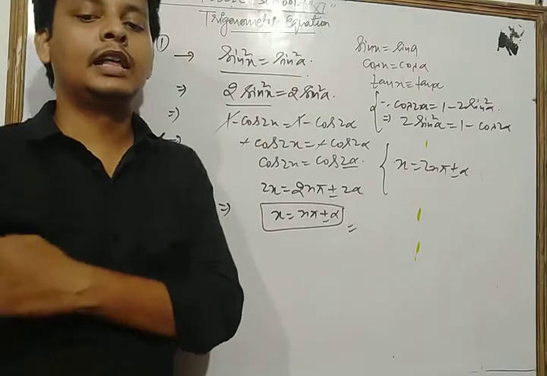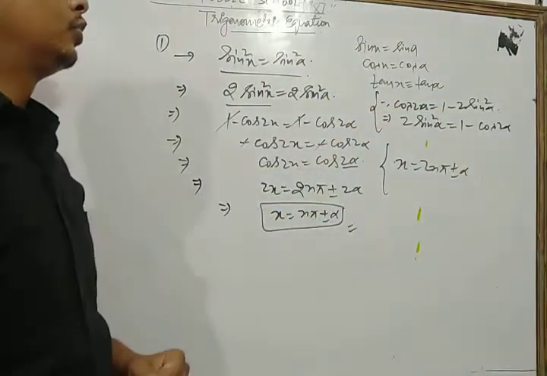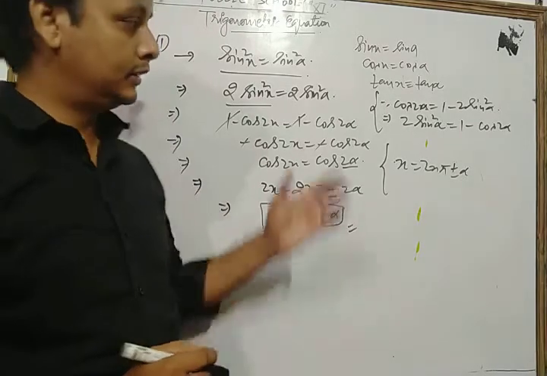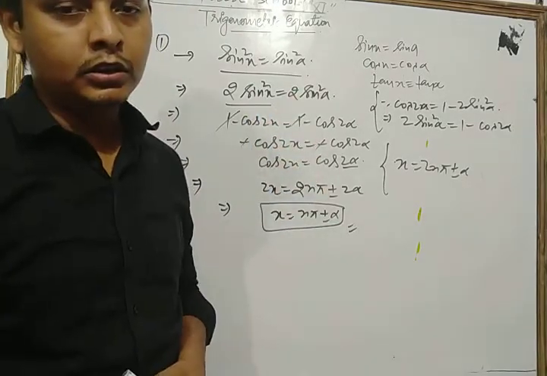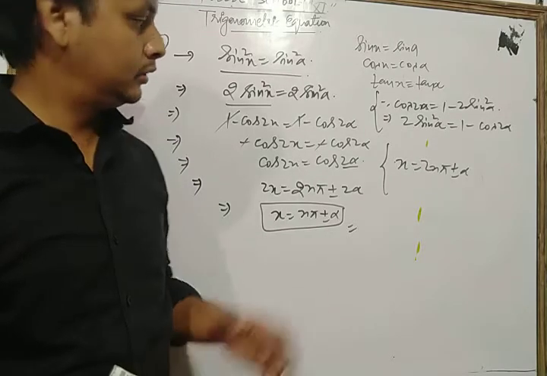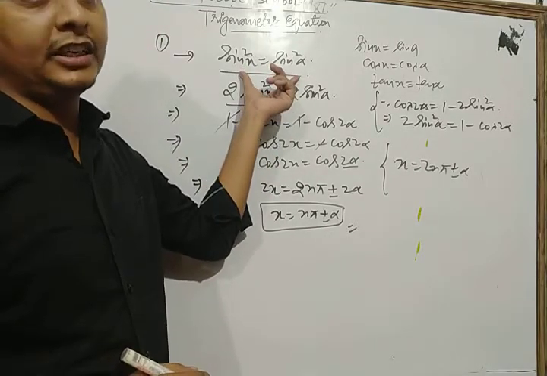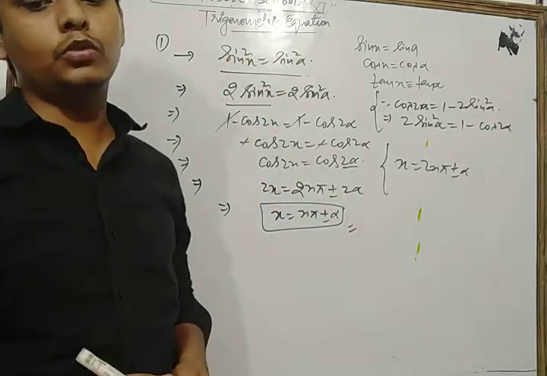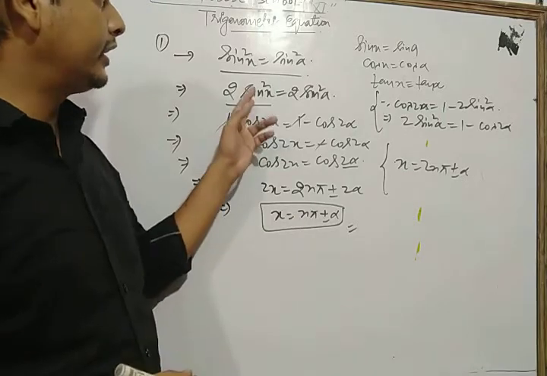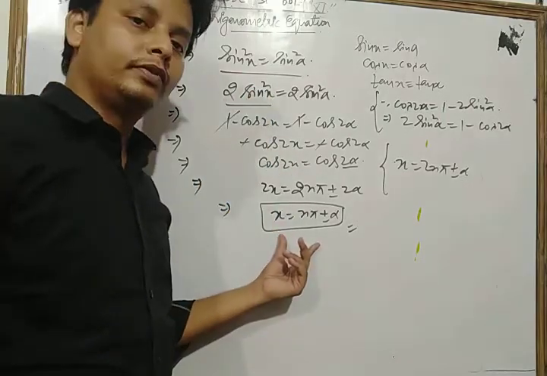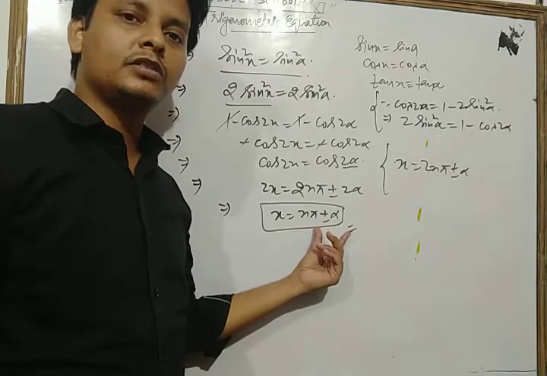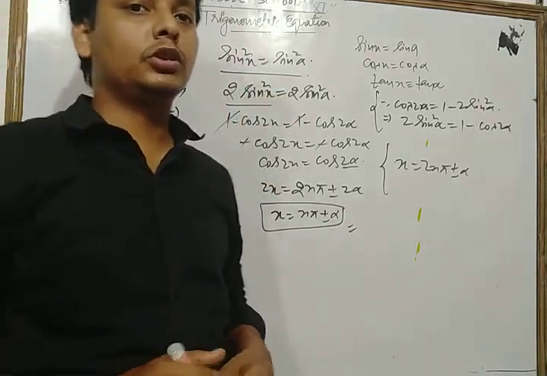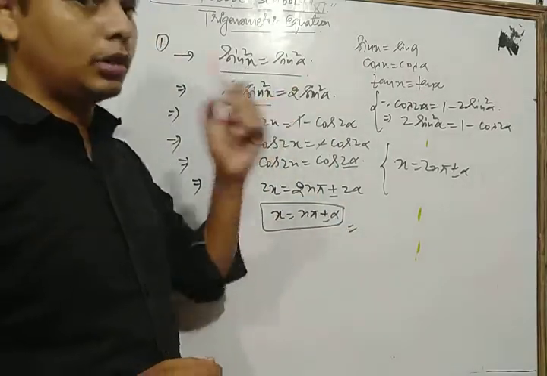So dear students, in this way we can solve this type of trigonometric equation. If the trigonometric equation is of the form 1 minus sin square x = sin square alpha, then the solution is x = n pi plus or minus alpha. Now we discuss another type of trigonometric equation, of the form cos square x = cos square alpha.